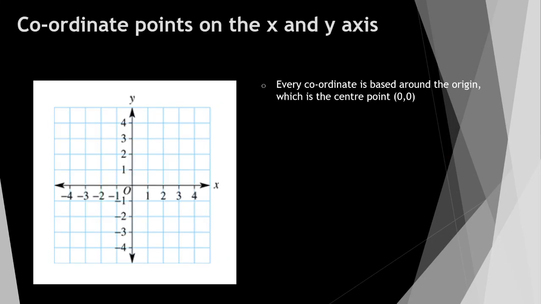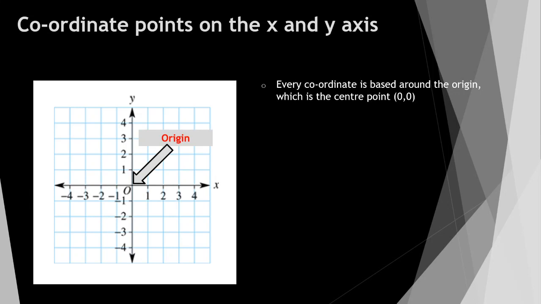Another important definition that we need to know is the word origin. The origin is pretty much just the point in the middle of the 2 axes, right there. This is where the point is (0, 0). Another way to call this is the center point.